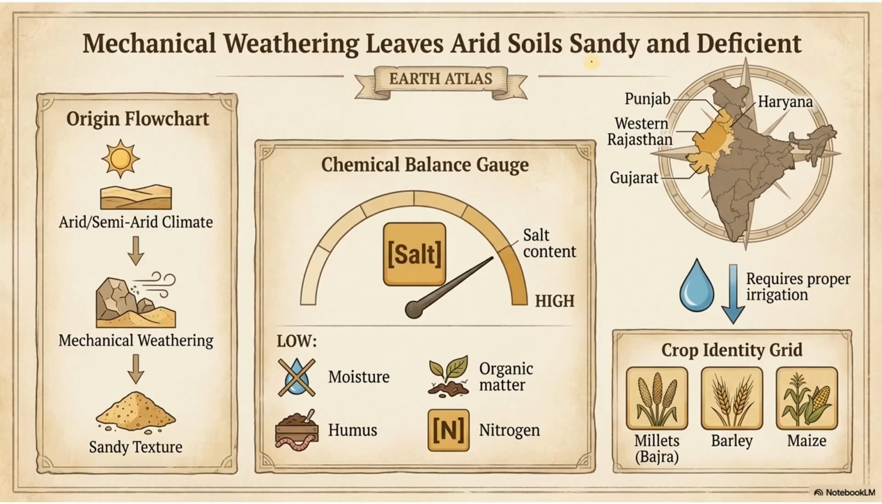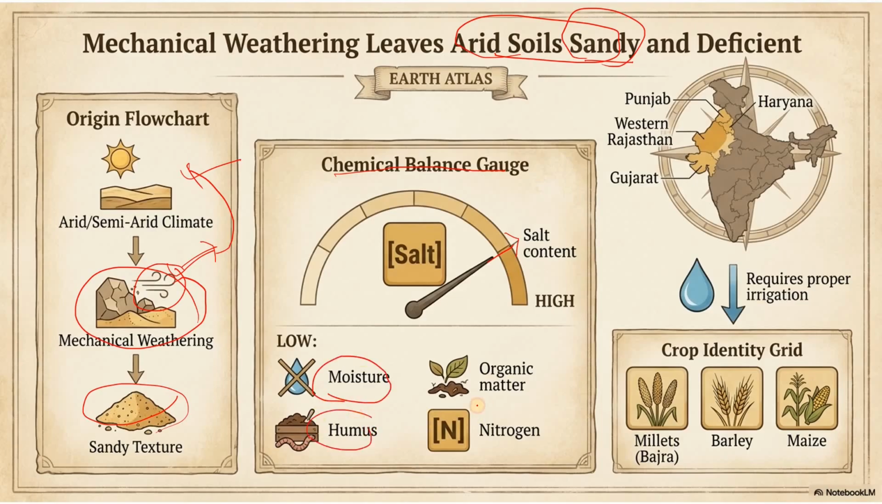Now talking about the sandy soil. We are talking about the arid soil or sandy soil or desert soil. How is it formed? It is formed in arid climatic conditions, with the help of mechanical weathering, where the air is a main factor and the sun is another main factor, and the soil texture is sandy. The salt content is a little higher in this soil. It is low in moisture, low in humus, low in organic matter, and also low in nitrogen.